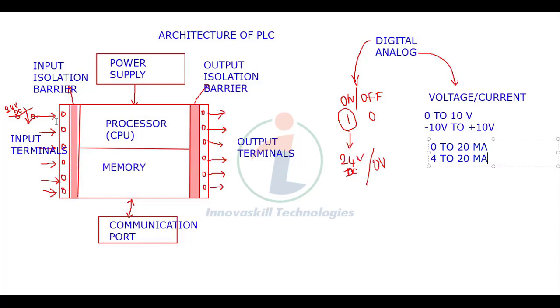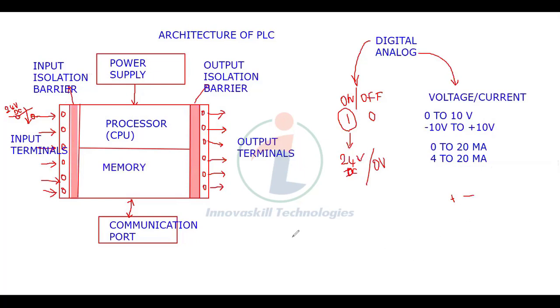Digital you will connect directly, but for analog, what will happen? You will have two wires in that, positive and negative. Same way here also there will be two wires for analog. For digital there will be a single terminal only, but for analog there will be two terminals for each. Positive, negative, first analog input, second analog input, positive, negative, like that it will be.